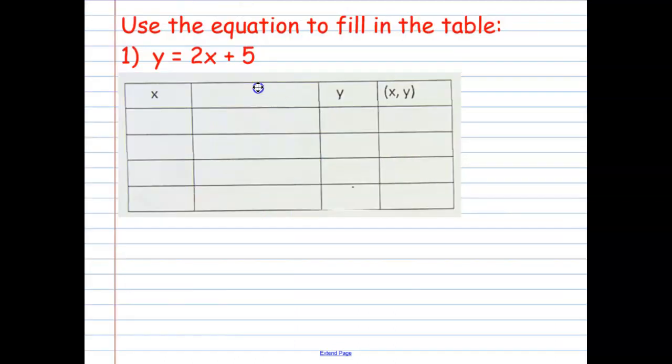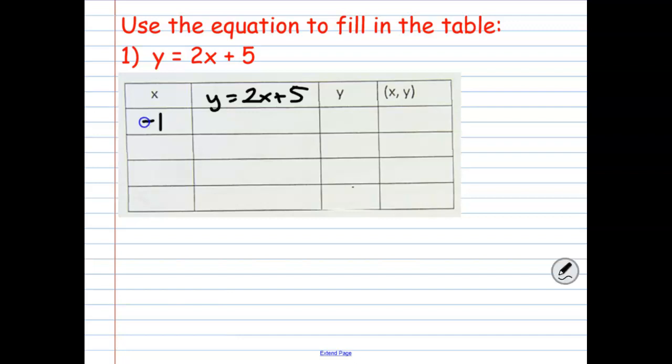All right, let's try one together. Take out that note-taking form I gave you. Right on top of it, use the equation to fill in the table and write in this equation, please. All right, go ahead and put it in this box as well. We're going to use some x's that make sense. If we don't have a situation like bowling, we want to have at least one negative, at least one 0, and at least one positive.